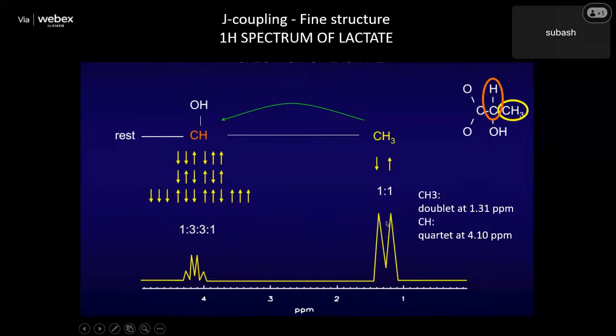You can see this is the CH3 doublet, 1:1, where both peaks have equal amplitude. This is the quartet at 4.10. You can see 1-3-3-1. This is how these amplitudes are determined by the spin states on the spectrum.